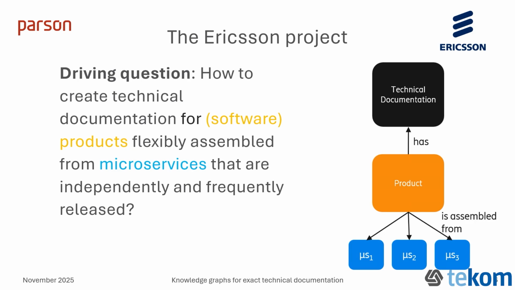And that is actually the problem we tried to solve with the project we started with in Ericsson some years ago. And the driving question behind all this was, how do we create technical documentation for software products which are flexibly assembled from microservices which are independently and frequently released? And you see a depiction of that on the right hand side. So we have a software product in orange, and that product has technical documentation, and the product consists of microservices. 3 in this picture, maybe 30 to 50 in reality.